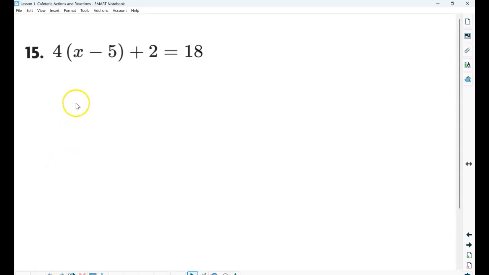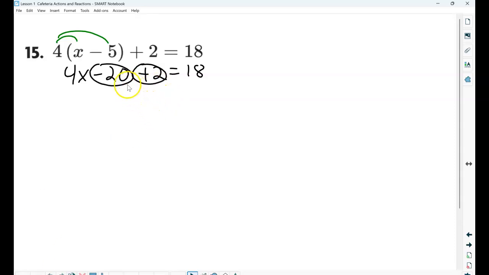All right, here's another one. Here's one where you subtract the 2 and then divide by 4, or you could distribute. Distribute the 4. Positive times a positive is a positive. 4 times 1 is 4. Positive times a negative is a negative. 4 times 5 is 20. Look for your like terms. Negative 20 and positive 2. Different signs, find the difference. You get negative 18.